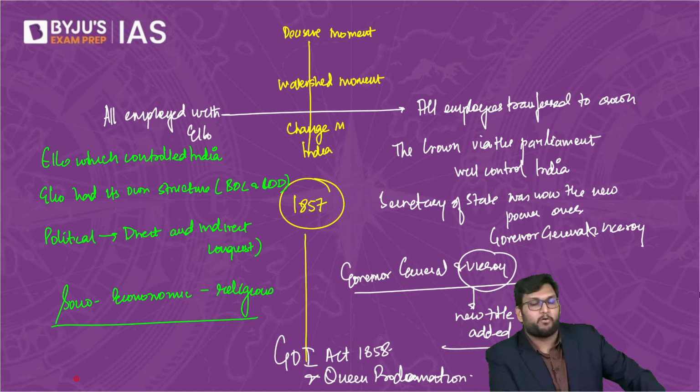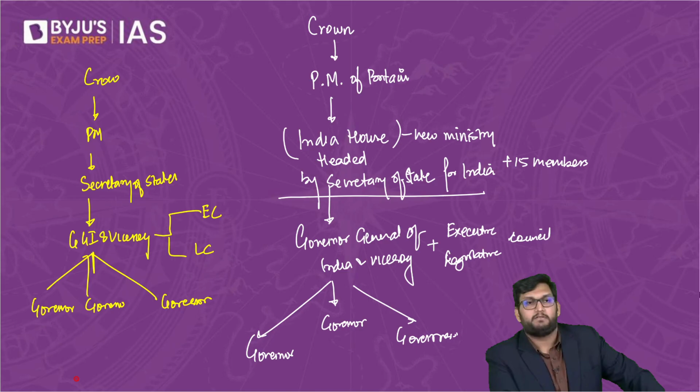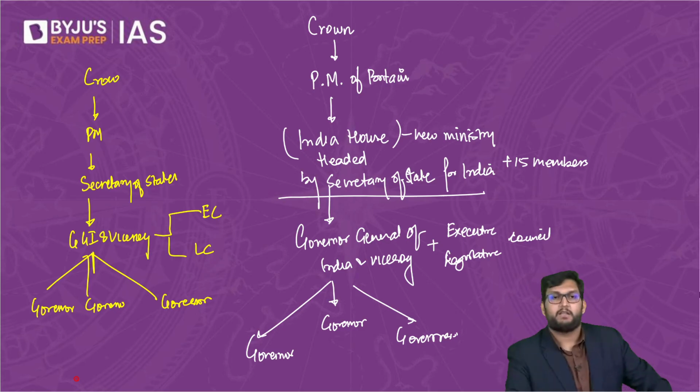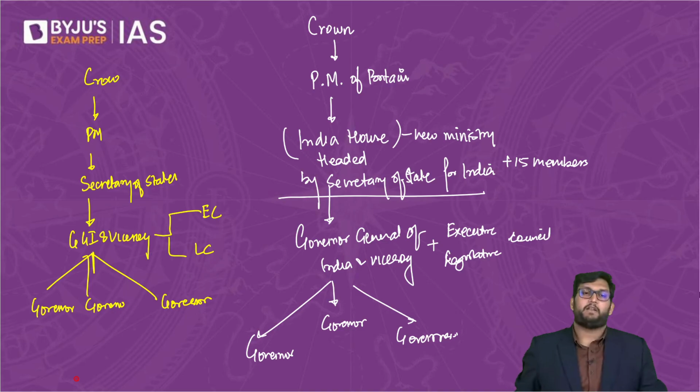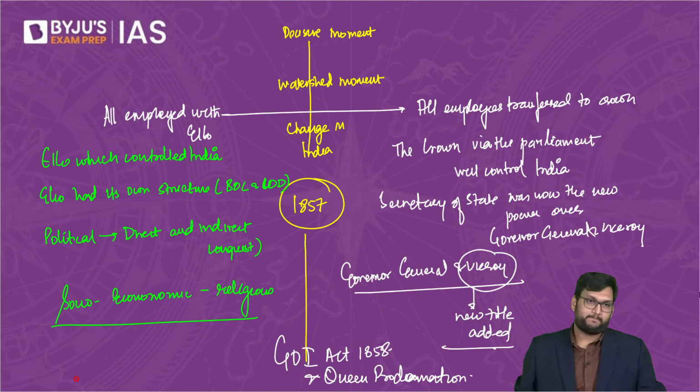So I hope there is no confusion here, because I have now repeated this a 5th time. The structure is very, very simple and straightforward. The Crown controls the Prime Minister. Prime Minister has a new ministry under him, India House, headed by the Secretary of State with 15 members. And thereafter, the Governor General and Viceroy has his Executive Council, Legislative Council, and he controls the governors.